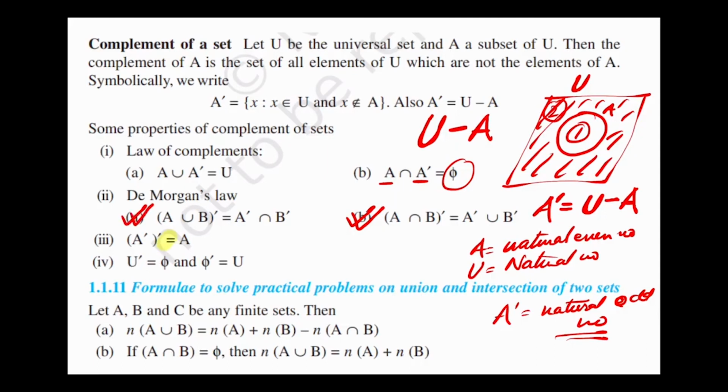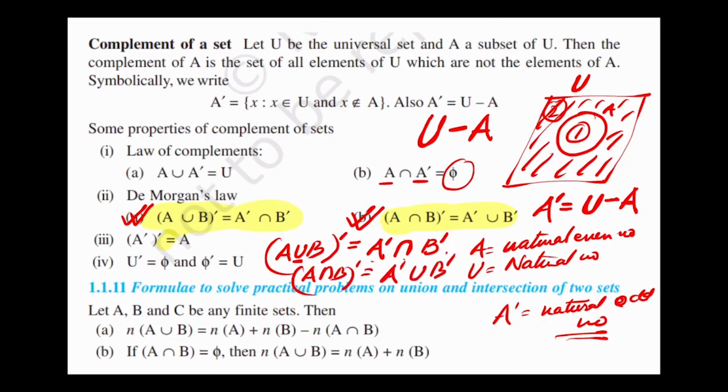Now this De Morgan's law is very important, student, we'll be using it a lot. So be careful. If you have studied computers, then you will know it. A union B whole bar, the complement, is nothing but A bar intersection B bar. Change the sign: union changes to intersection, intersection changes to union. So if you have intersection here, it will be A bar union B bar.